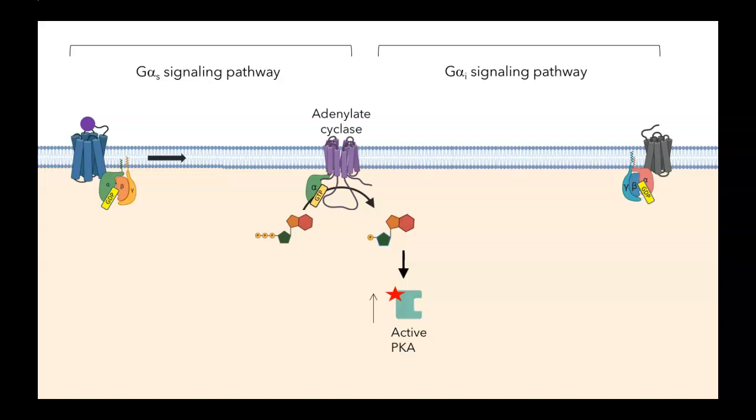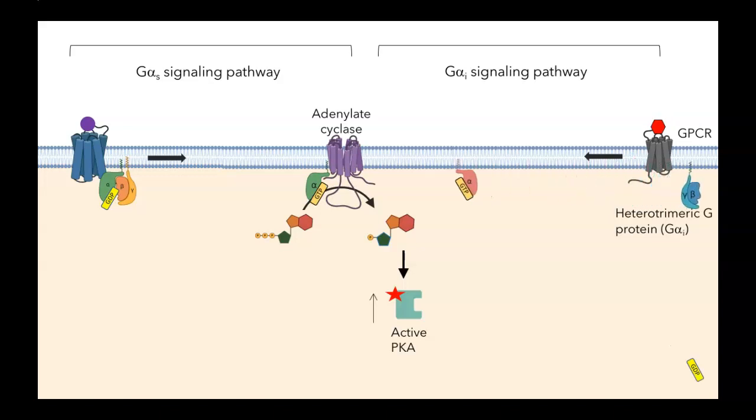G-alpha-I signaling pathways are also coupled to G-protein coupled receptors. There will be GPCRs in the membrane, and they'll be associated with a heterotrimeric G-protein, but that G-protein will have a different alpha subunit. It will have a G-alpha-I subunit. The activation is the same: if a signal is applied to the cell and it binds to that GPCR, the resulting conformational change in the GPCR will induce a change in the alpha subunit such that it drops the GDP, picks up a GTP, and as soon as that happens, the alpha and the beta gamma subunits will dissociate from one another and diffuse away.